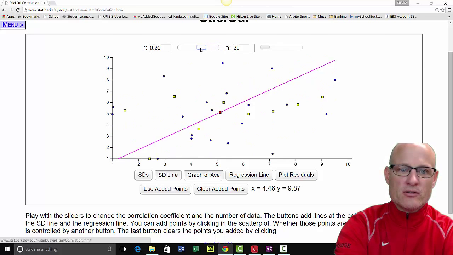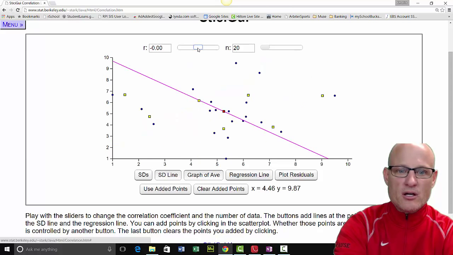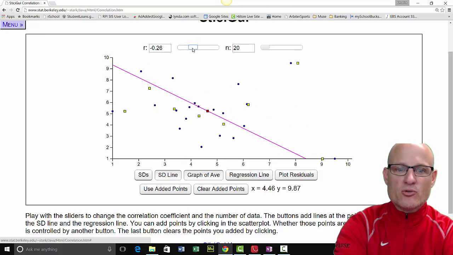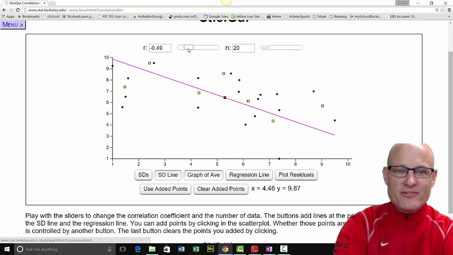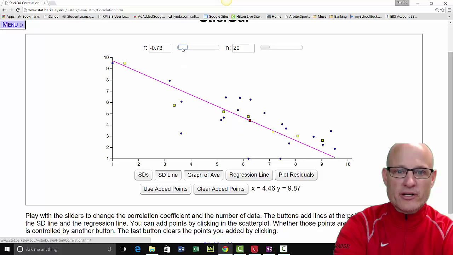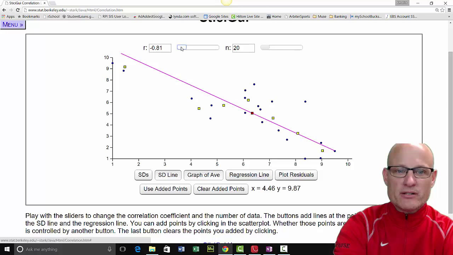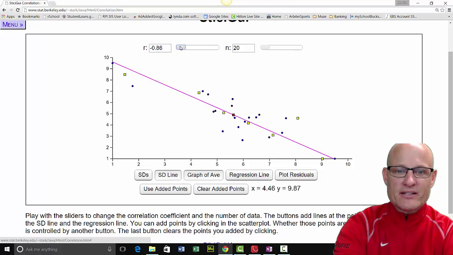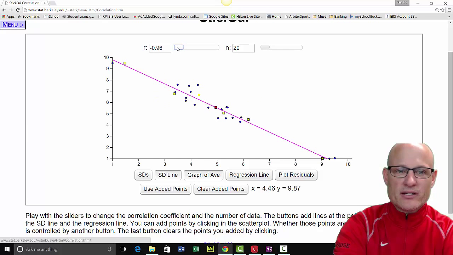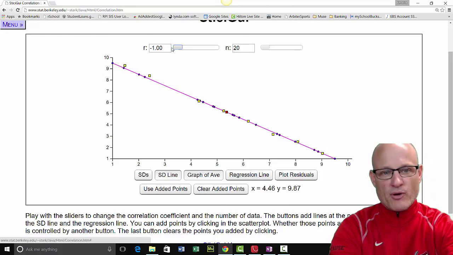Now when we go down to 0, they're all over the place. Now what happens? Watch. We keep going left. Our correlation coefficient is negative, and lo and behold, the slope of the line of best fit is, in fact, negative. Now watch what happens as we get closer and closer to negative 1. 0.79, 0.81, 0.86, 0.91, 0.96, negative 1. So that should come as no surprise to you.